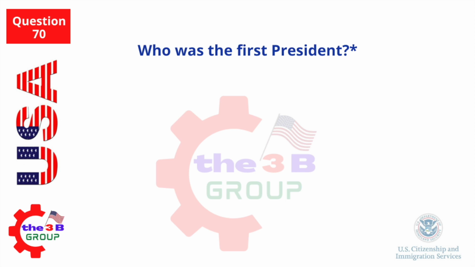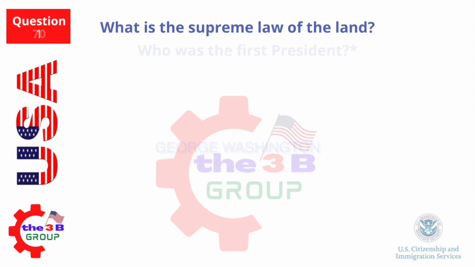Who was the first president? George Washington. What is the supreme law of the land? The Constitution.